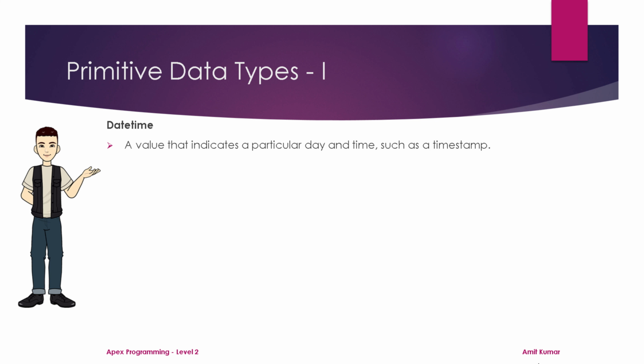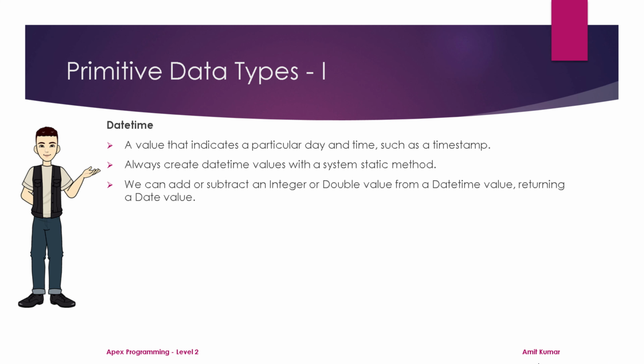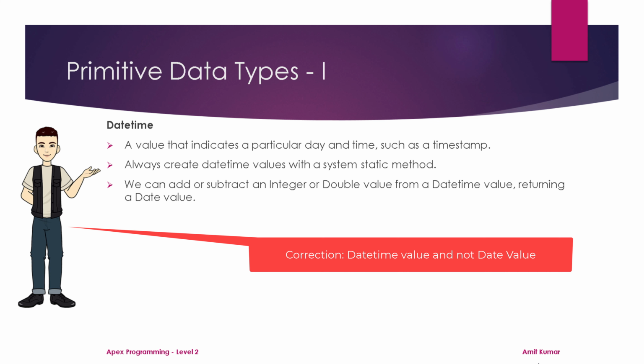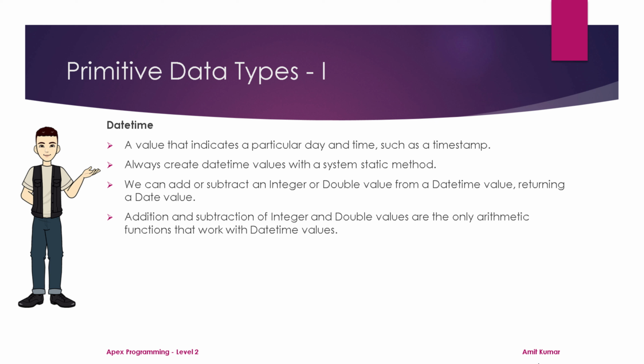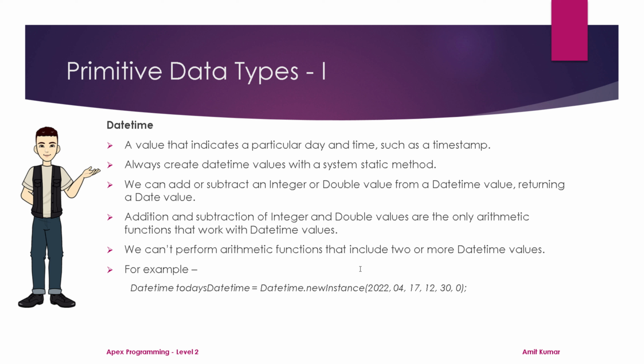Datetime. Now datetime is a value that indicates a particular day and time, such as any specific timestamp. Always create datetime values with a system static method, just like a date value. We can add or subtract an integer or even a double to a datetime value, returning a specific datetime. Now, addition and subtraction of integer and double values are the only arithmetic functions that work with datetime. We can't perform arithmetic functions that include 2 or more datetime values. Definitely you can't perform arithmetic operation on datetime themselves. Now, just like a date, we have a newInstance method of datetime class as well. Here we pass year, month, date, hour, minute and second.